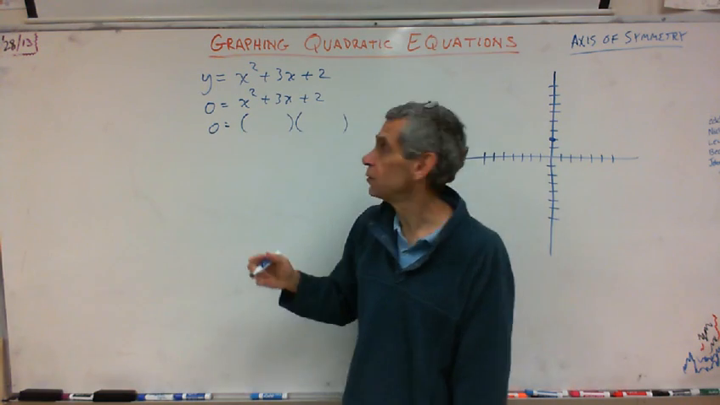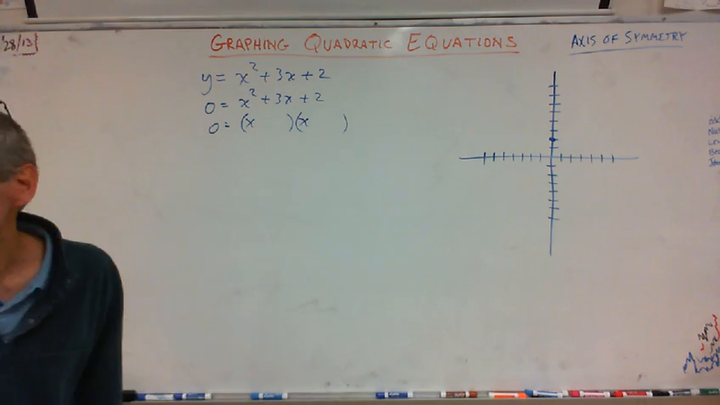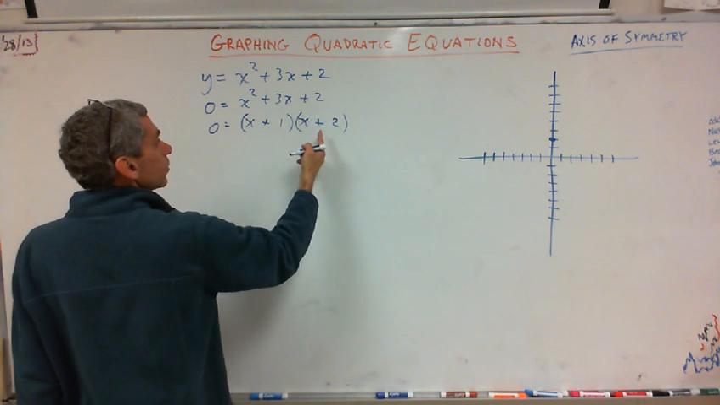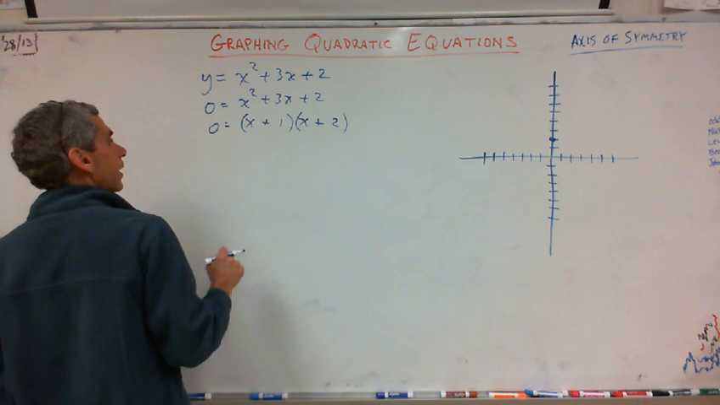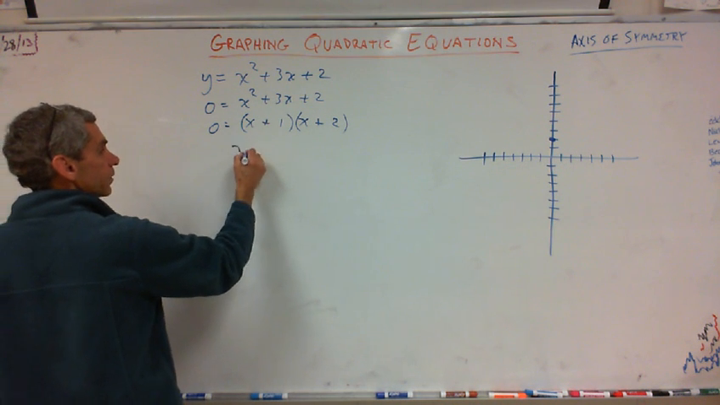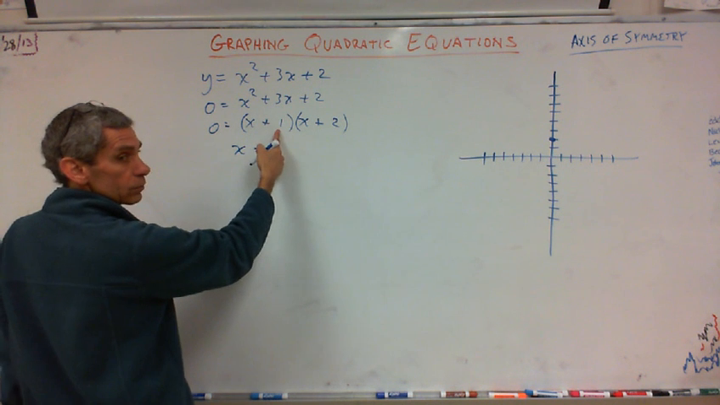So what would it be? X and x, what? Plus 1 plus 2. So 2 times 1 is 2. 2x plus 1x is 3x. Yes. All right, so my x's are either x plus 1 is 0.